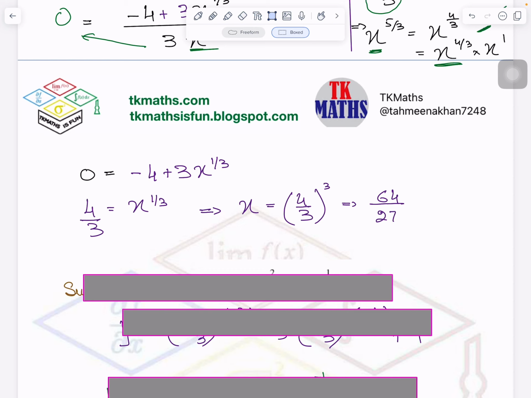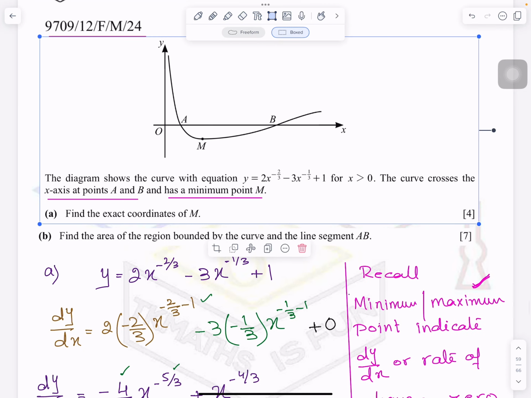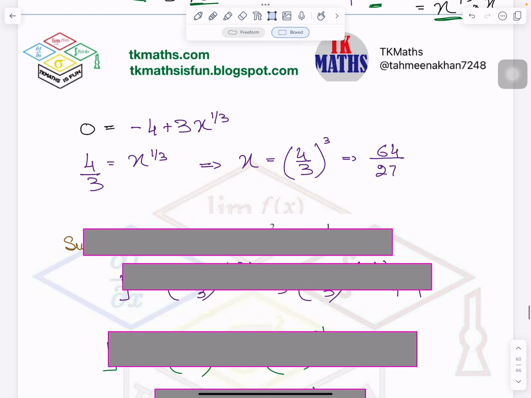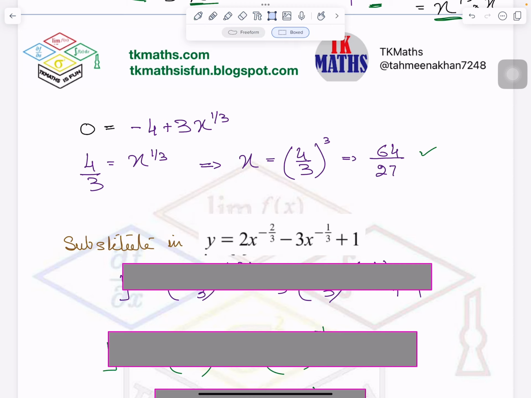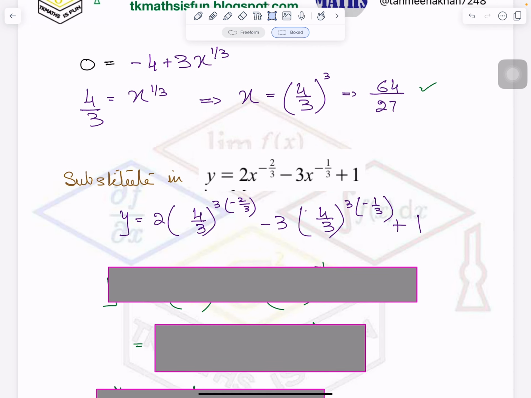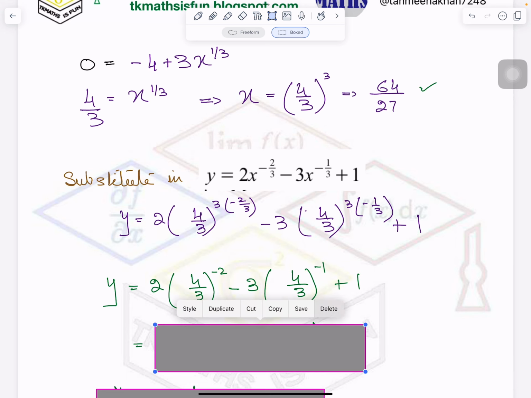So once you have found this x, now you have to find the value of y also, because you have to find the coordinates of M. It is written here, find the coordinates of M. So you have to find the x value and the y value. We have found the x value here. Now we will substitute in the equation of the curve to get the y value. So it's a simple calculation. You can use a calculator. I have done a few extra steps here, your choice. You can use the calculator after the substitution and get the value of y.